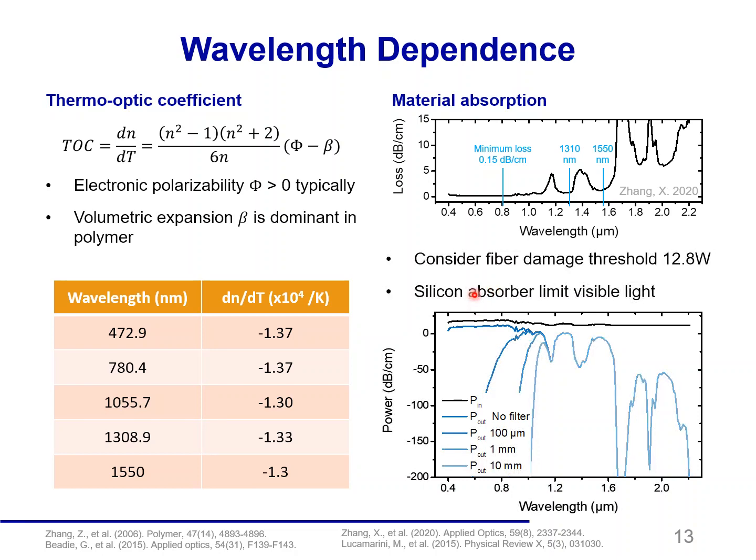So here we choose just a box silicon absorber, because of its potential of high damage threshold, and considering a fiber damage threshold of around 12.8 watts, the output power spectrum will become something like this. With silicon thickness shifting from 100 micrometer to around 10 millimeter, the curve will shift in this direction, and it will provide us a worst case scenario in the communication wavelengths.